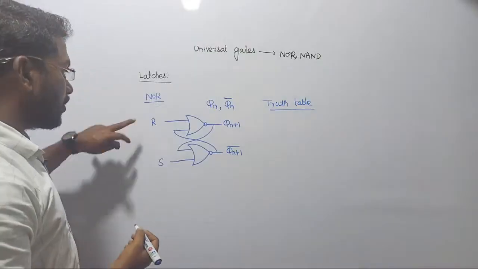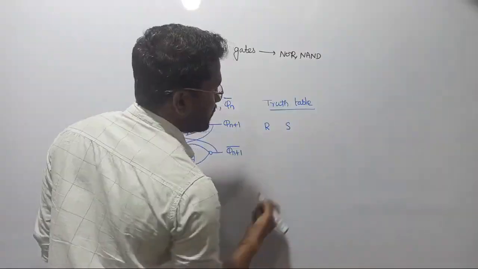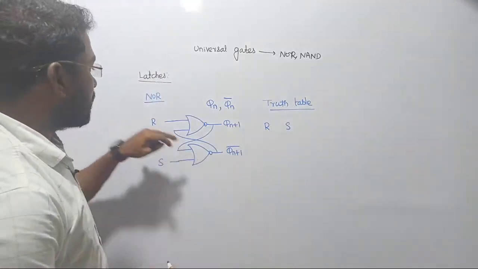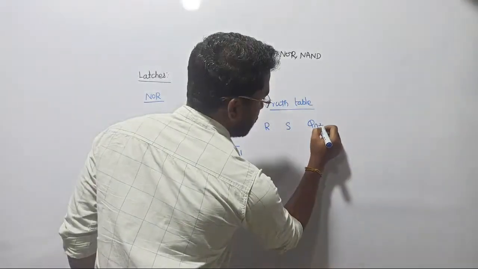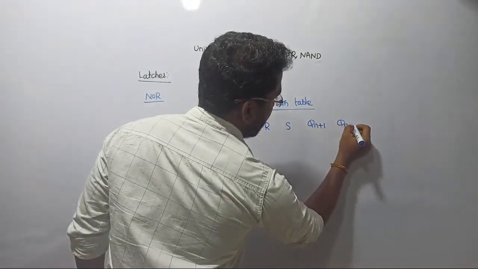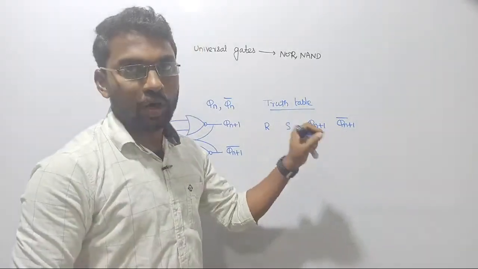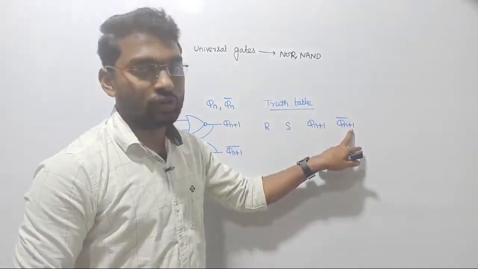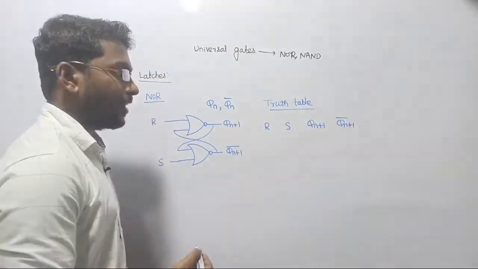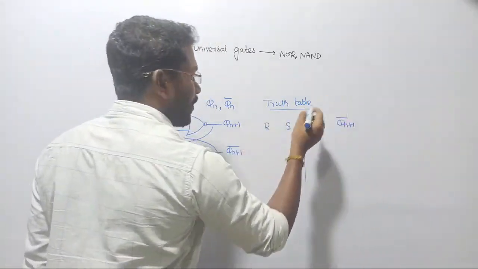In this truth table, we are considering two inputs. One is called reset, another one is called set. I will let you know why I am considering reset and set here. And we are going to consider two outputs: one is Qn+1 and another one is Qn+1 bar. It is not necessary that you consider Qn+1 bar also. Qn+1 is going to be our primary output. For our primary understanding, for a few circuits, I will consider Qn+1 bar also. Later, we will ignore that one, right?